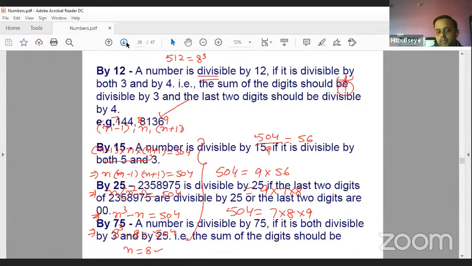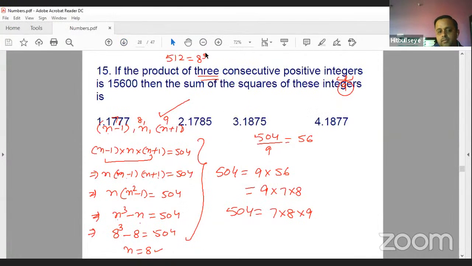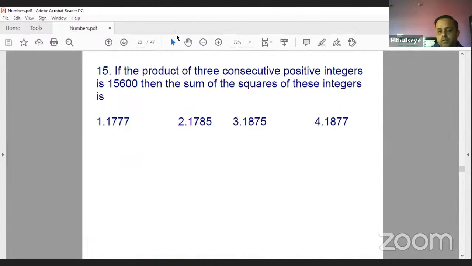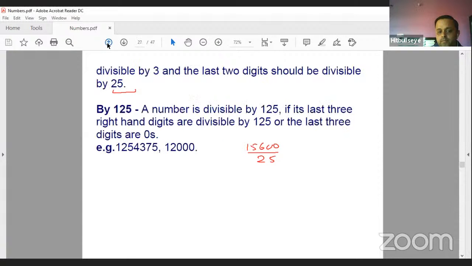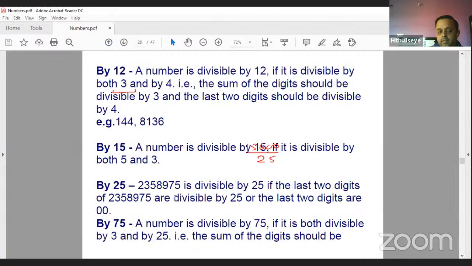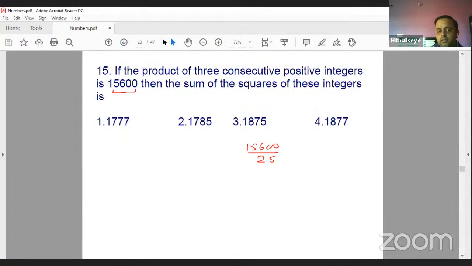Now on the same logic, this question is there. This is the same question with the same logic. The only difference is that instead of 504, now you have 15,600. If you want to do this question by hit and trial, you will find that this number is divisible by 25, because the rule of 25 says that a number is divisible by 25 if the last 2 digits are divisible by 25 or the last 2 digits are 0. In this case, the last 2 digits are 0. So number is divisible by 25.